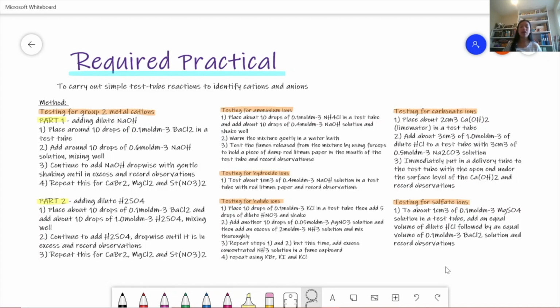And then the third test we can do is testing for hydroxide ions. What we do is we test about 1 centimetre cubed of sodium hydroxide solution, and we put that into a test tube with some red litmus paper and record the observations.